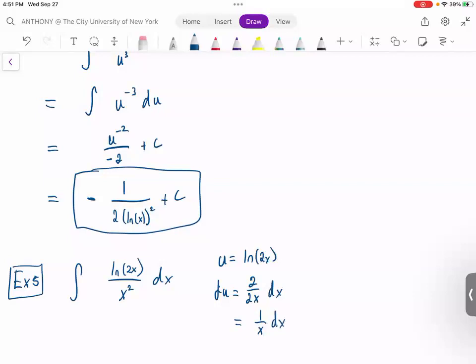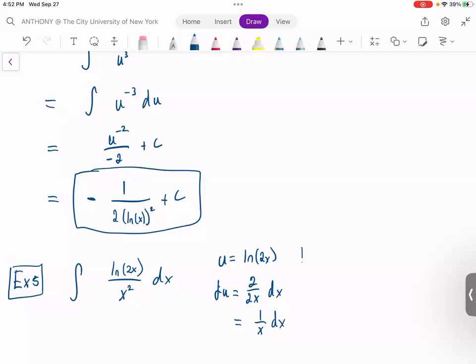Now, if you look inside of my integral, we don't have 1 over x. In fact, we actually have 1 over x squared. So can I replace x squared dx by du? The answer is no. Why? Because du is equal to 1 over x dx, not 1 over x squared dx. So here a u sub can't be applied.